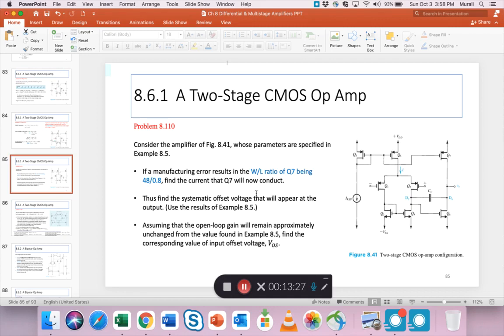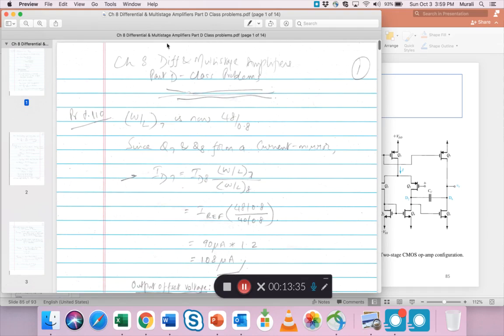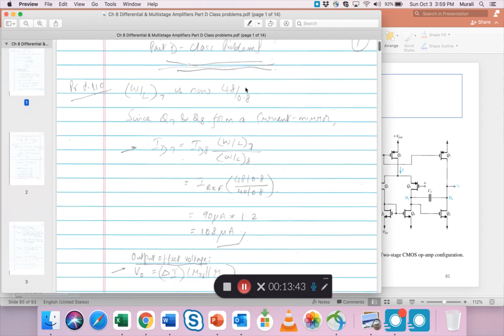Okay. So I think we studied this briefly, and I'm going to just open up problem 8110, and this is in my PDF, chapter 8, differential and multi-stage amplifiers, part D, right? This is the very last one, class problems. So now W by L is now 48 by 0.8.